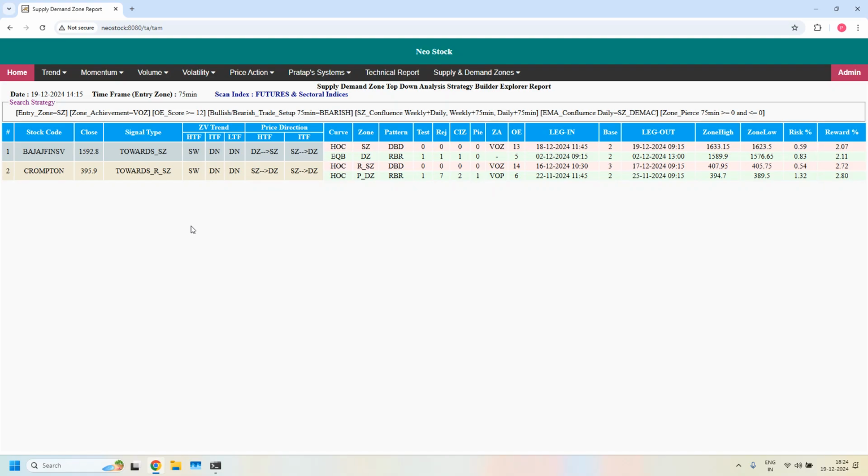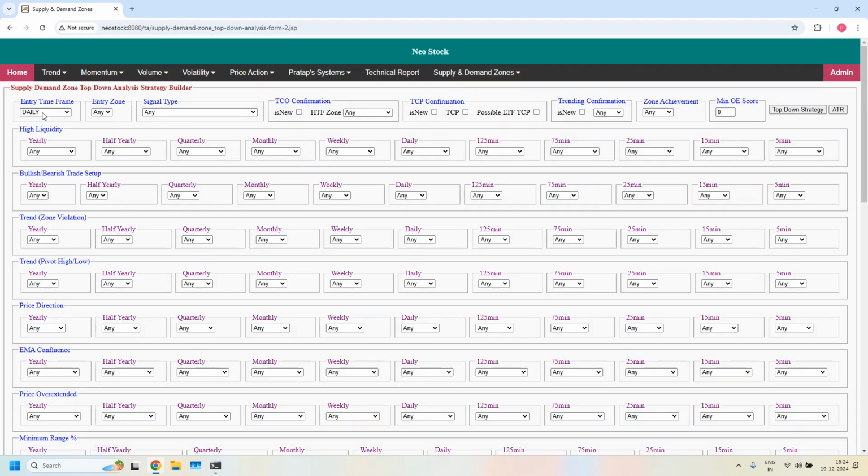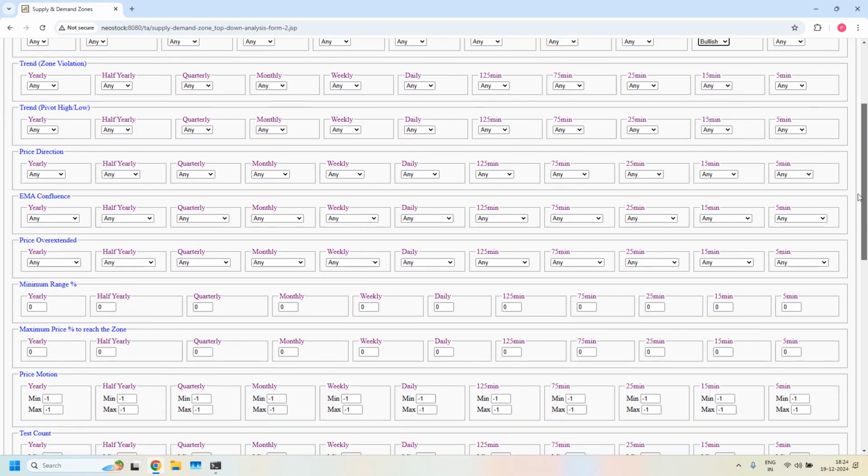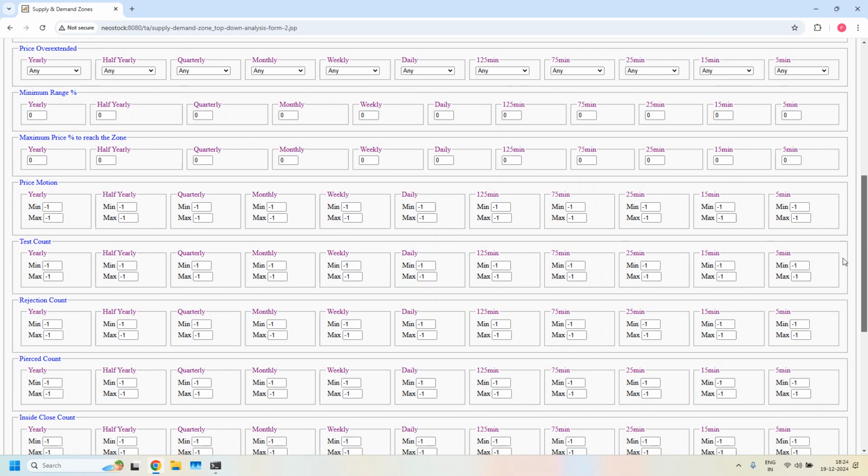Okay, this is about the bearish trade setup for weekly income trade. Next, bullish trade setup, daily income trade, entry time frame 15 minutes, entry zone, demand zone. In bullish or bearish trade setup at 15 minutes, I am selecting bullish. These 15 minutes demand zones should not be pierced.